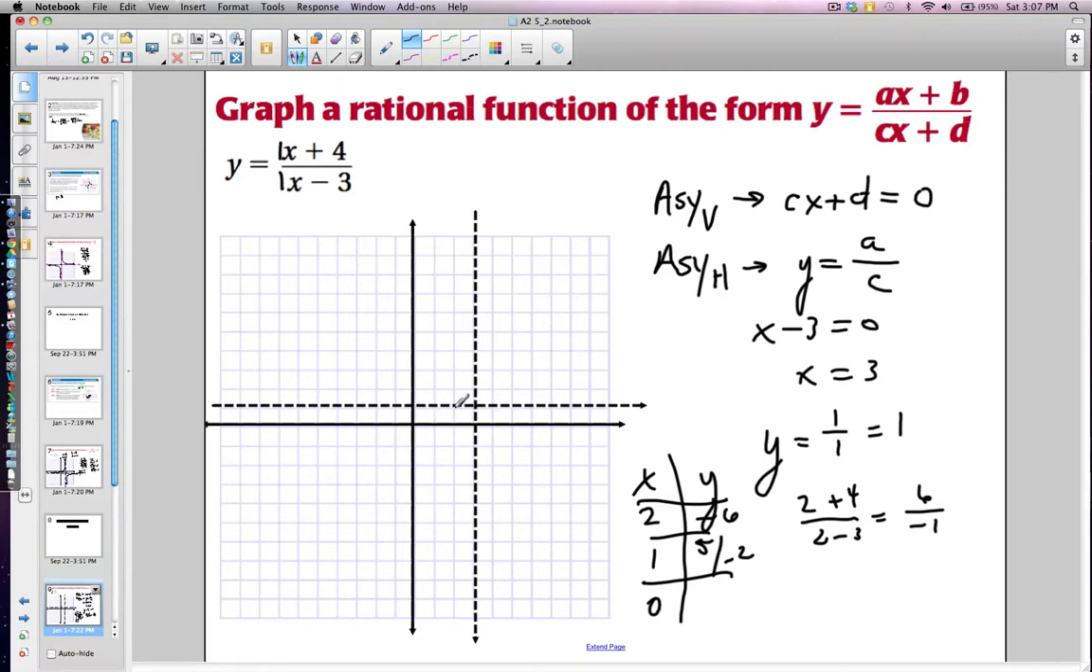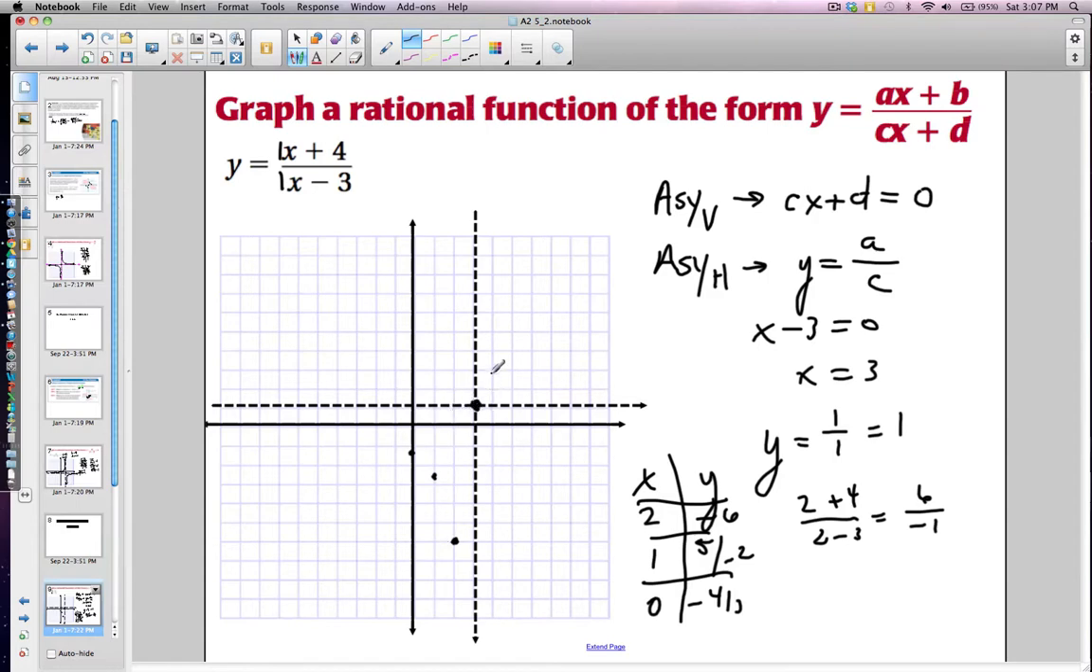So let's go ahead and put these points in. Negative 6. 1, 2, 3, 4, 5, 6. At 1, I'd be at negative 5 halves, so that's 2.5. 1, 2.5. And 0 would be 4 divided by negative 3, so negative 4 thirds, which is 1 1/3.